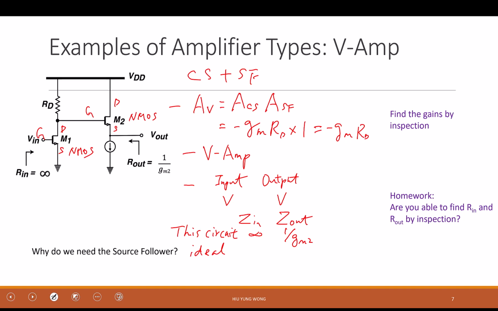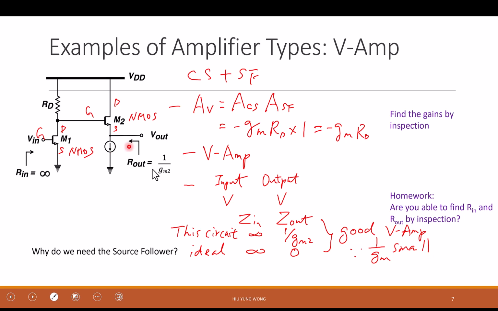What is the ideal input impedance that I want to have for a voltage amplifier input? The ideal one: infinite. How about the ideal output impedance? 0. So do you think this is a good voltage amplifier? Yeah. Well, gm2 has to be really large. gm needs to be large. So we say this is a good voltage amplifier because 1 over gm usually is small. We consider it as small in our analog circuit, right? In the practical use.